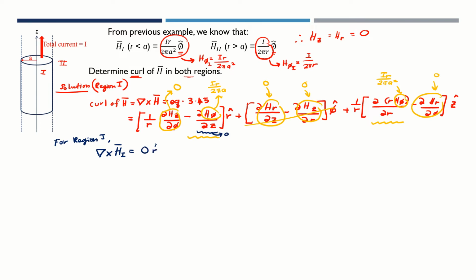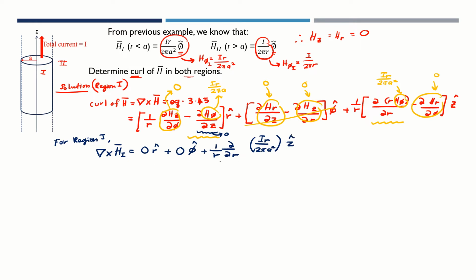So 0 in the r direction plus 0 in the phi direction plus, okay, now this is r and d over dr, so there is going to be some value here: 1 over r d over dr of (Ir over 2 pi a squared), and this equals 0. Straight away it's going to be out in the z direction.